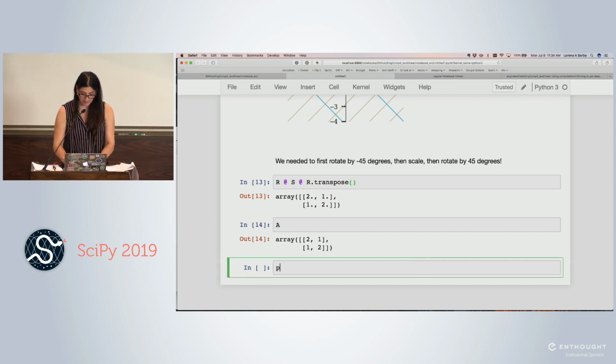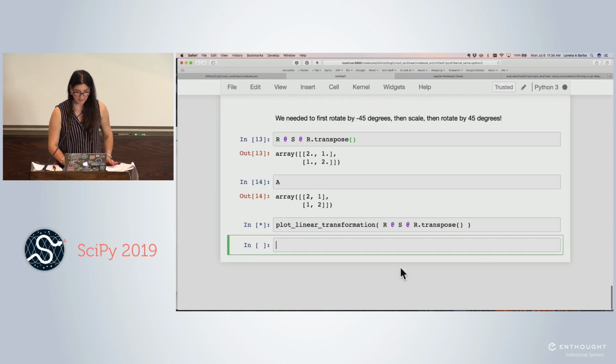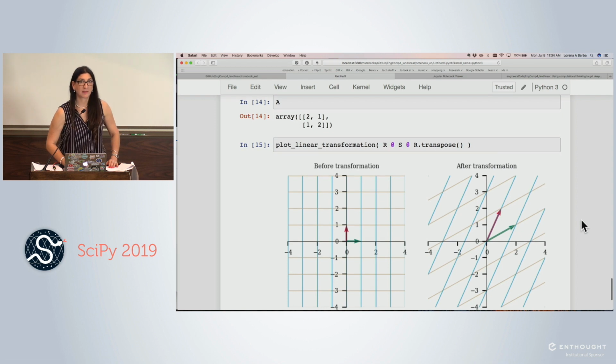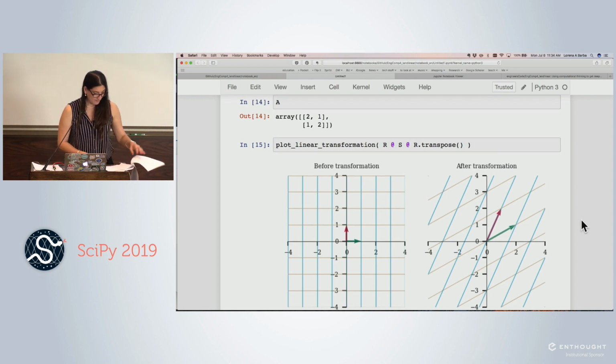So let's plot it. Plot linear transformation of, now we're going to give it as argument here, R matrix multiplication S matrix multiplication R transpose. I like extra air around that. And this is indeed the same transformation as A. So that's very interesting.